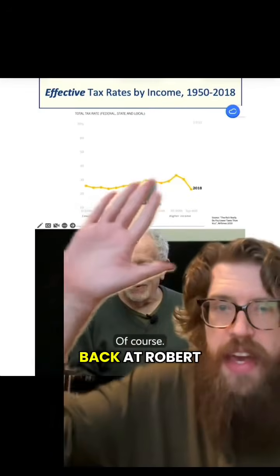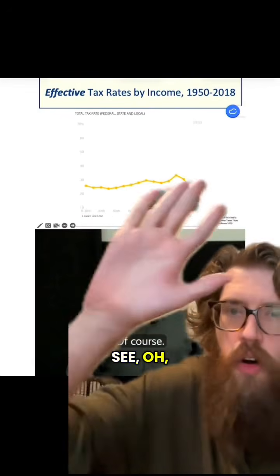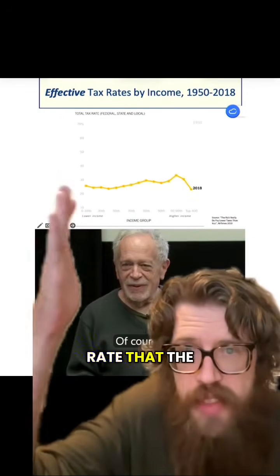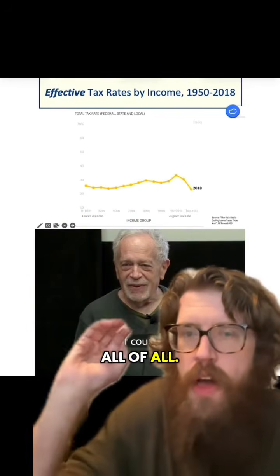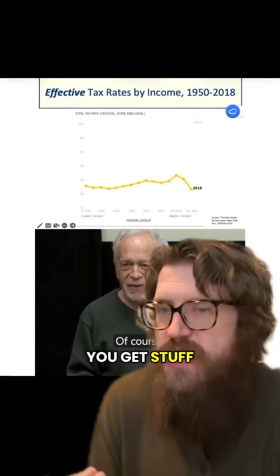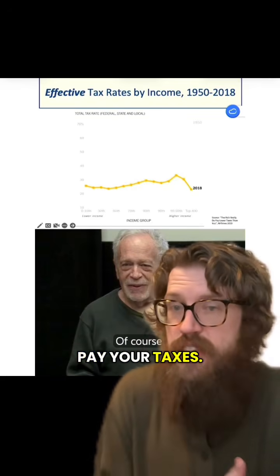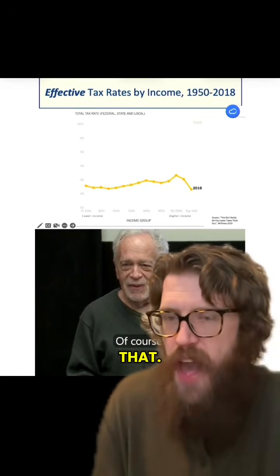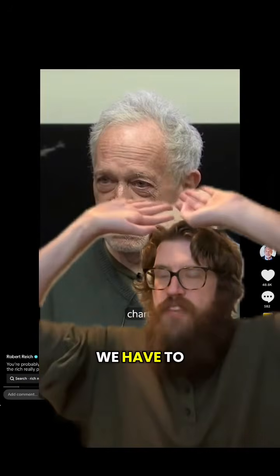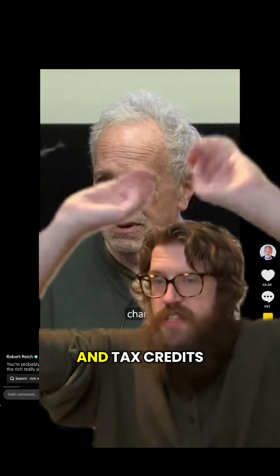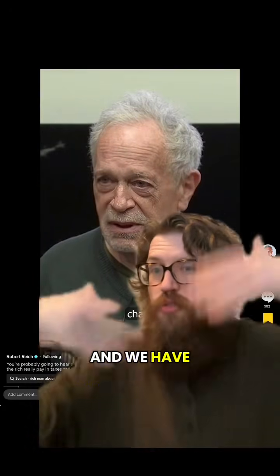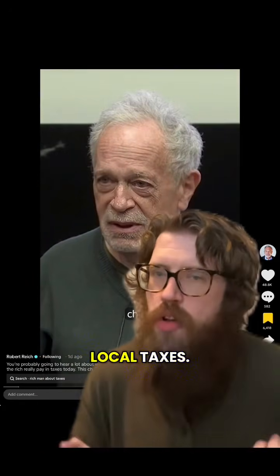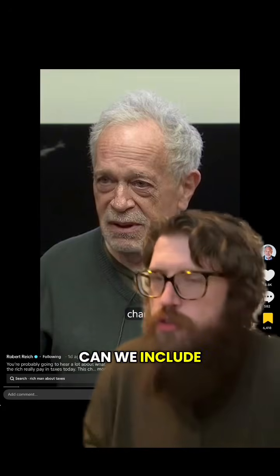But when we look back at Robert Reich's graph and see, oh, the richest are paying the same rate that the poor pay? Oh no, we have to remember benefits. You get stuff back when you pay your taxes, like you get SNAP and Medicaid and transfers like that. At the beginning, Robert Reich is saying we have to get rid of deductions and loopholes and tax credits in the analysis, and we have to include payroll and state and local taxes. Well, okay, can we include transfers too?